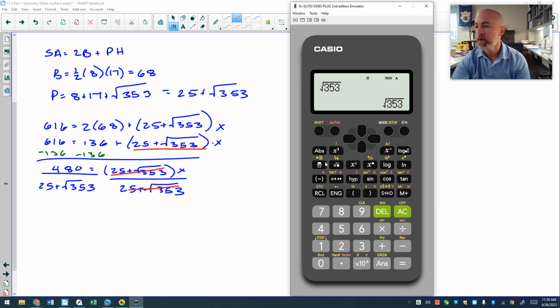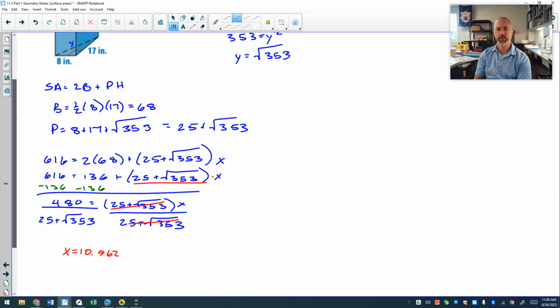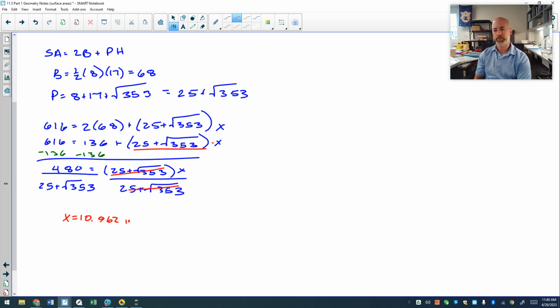It could be easier, but if you don't have a calculator that does a very nice top-bottom fraction. With this calculator, I can very easily see that I am putting all of 25 plus the square root of 353 in the denominator, and I left out the plus, so I need to go over and add that plus sign. And that looks good. If I hit enter, it gave me the decimal value of 10.962. And that would be in inches, wasn't it inches? Yeah, that's in inches squared.